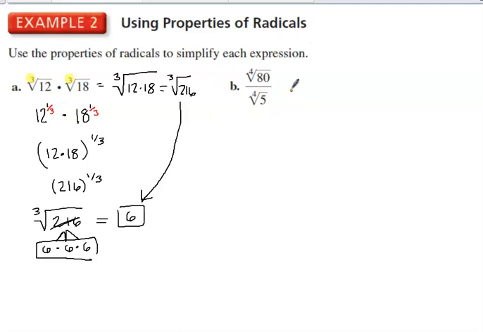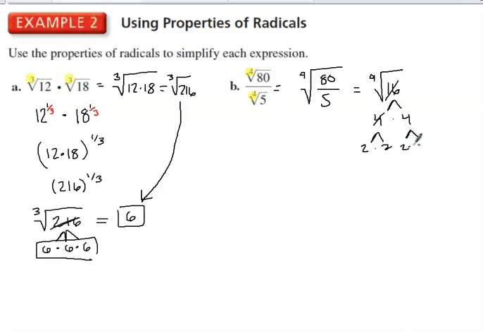I'm going to do that same thing in B. I can see that they both have the same index of 4. So when I divide, I can put the 80 and the 5 underneath the same radical. I don't need to write it as exponents first. 80 divided by 5, when I do that division, I get 16. So this is the 4th root of 16. When I factor, I'm looking for 4 identical numbers, so I need to keep factoring. And sure enough, all of the factors group up into a group of 4, which means that the 4th root of 16 is just 2.